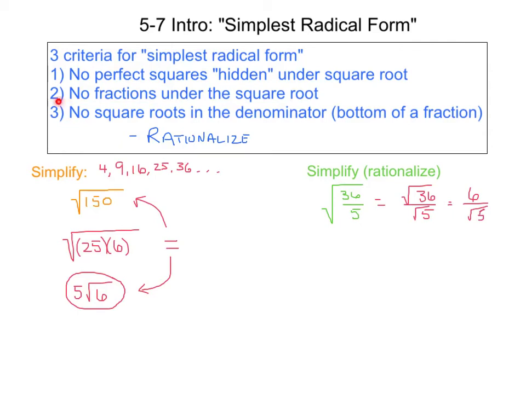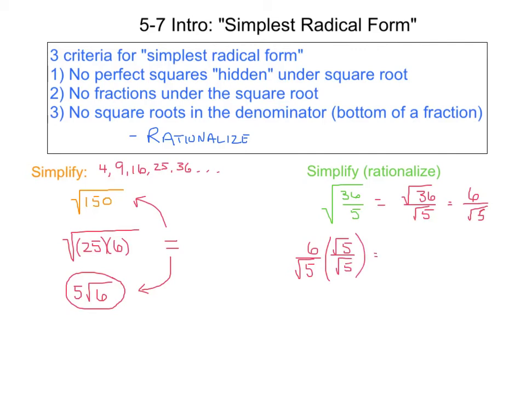If you look at criteria 3, the reason why this is not simplest radical form is that you cannot have a square root in the denominator, which is the bottom of a fraction. Meaning, we need to rationalize. So what we're going to do is take our 6 over square root of 5, and we need to multiply it by something. The entire idea is to get rid of that square root of 5. So how do you get rid of a square root? Well, you multiply it by another square root. In fact, you multiply it by whatever it is. So you're going to multiply it by square root of 5 on top and on bottom.